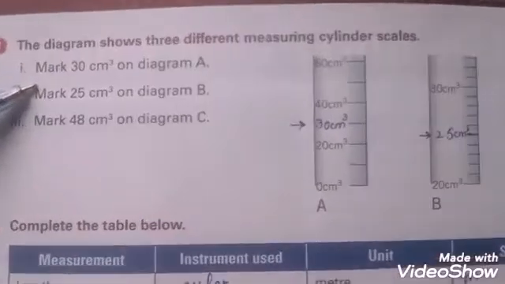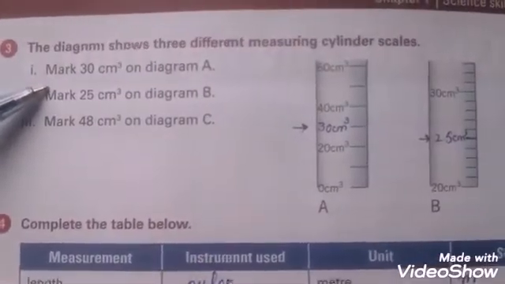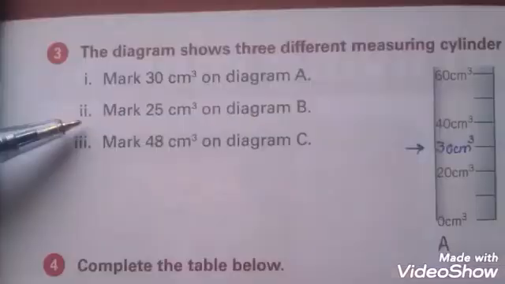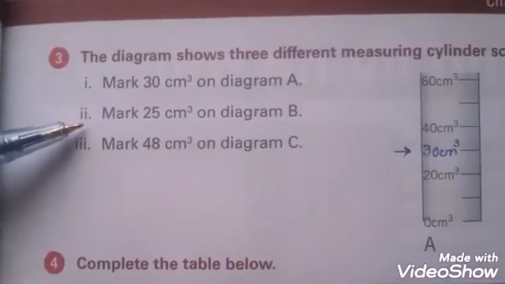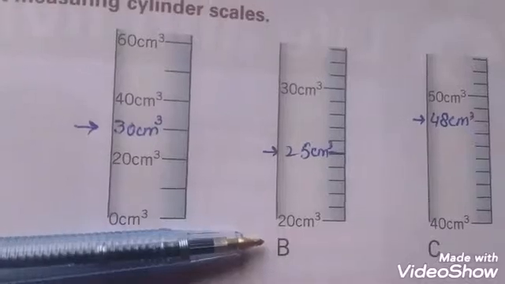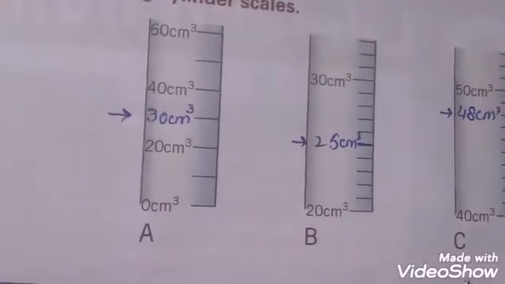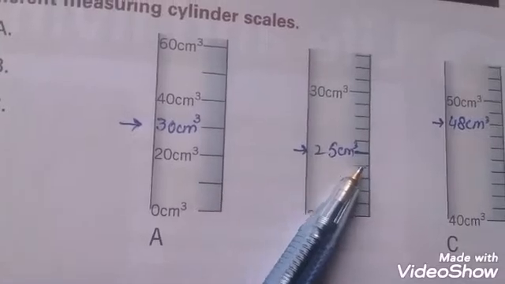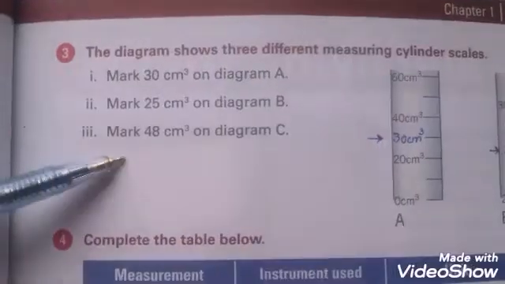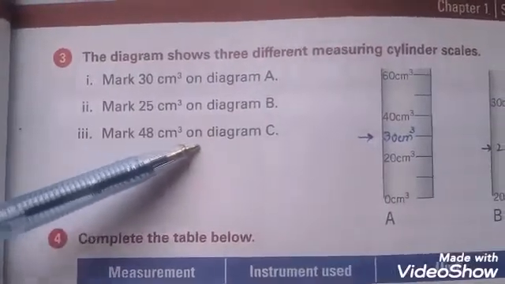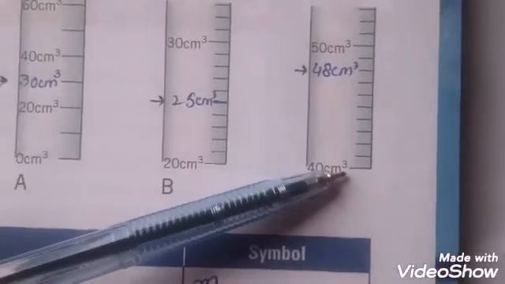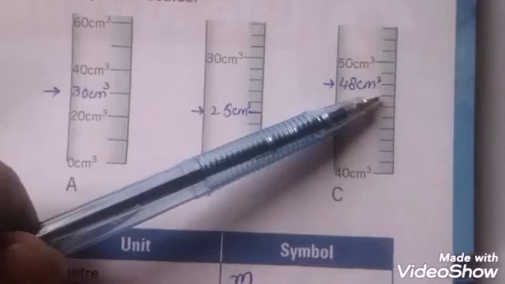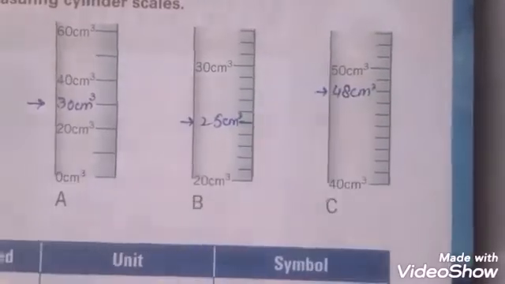On page number 15, the diagram shows 3 different measuring cylinder scales. Question 1. Mark 30 cm cube on diagram A. 30 is just between the 20 and 40. Second, mark 25 cm cube on diagram B. Move towards upward: 21, 22, 23, 24, 25. Third question, mark 48 cm cube on diagram C. Just see 41, 42, 43, 44, 45, 46, 47 and 48.